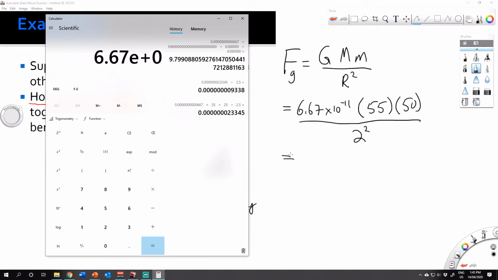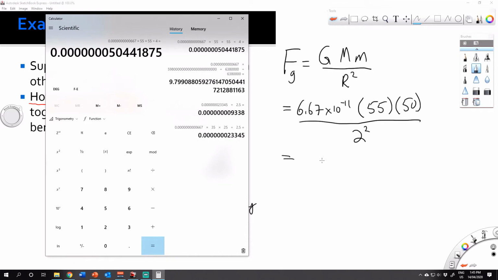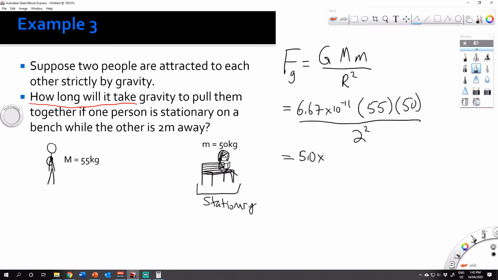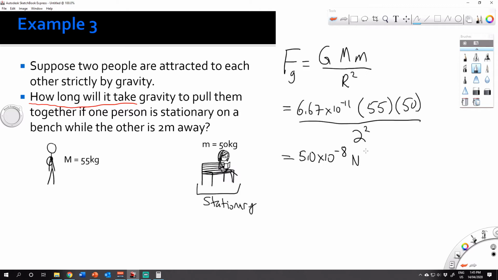6.67 times 10 to the negative 11 times 55 times 50 divided by 4. All right, so here's the total force. Looks like 5.0 times 10 to the negative 8 newtons. All right, so that's the amount of gravitational force that they are being attracted to each other with.